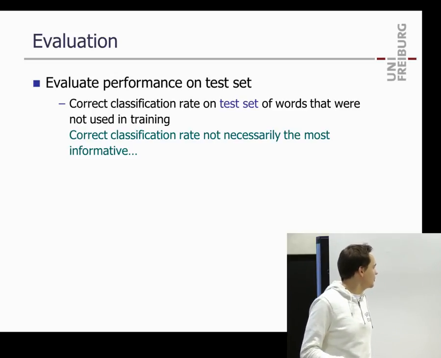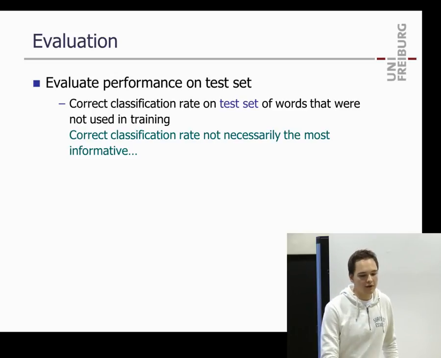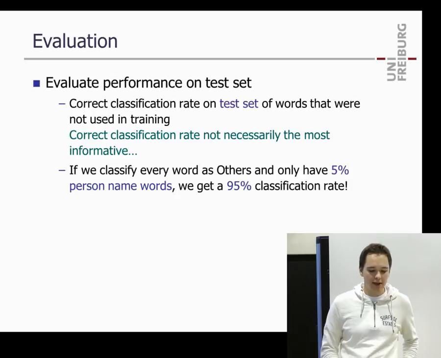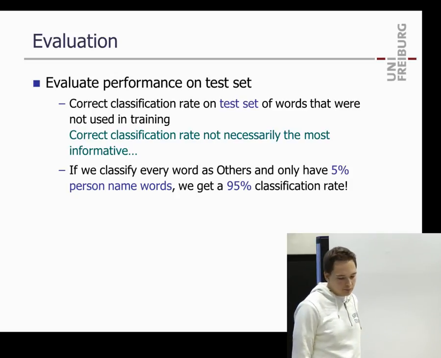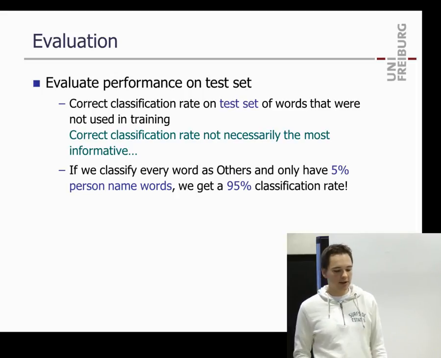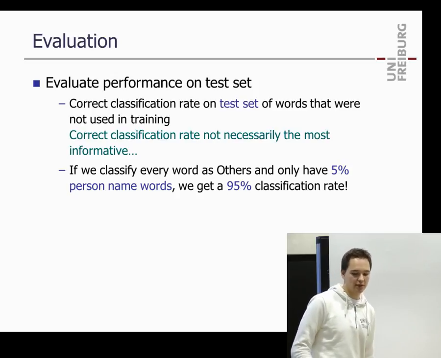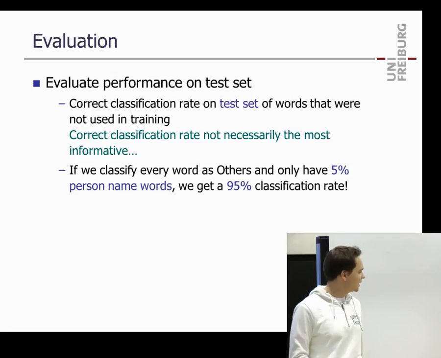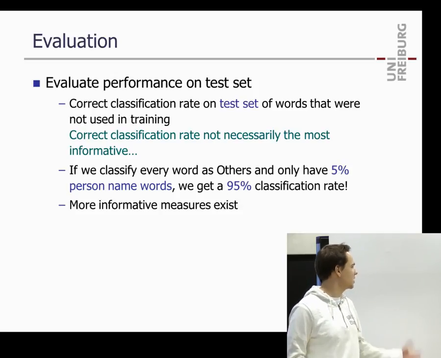And you could look at, for example, how many words did I classify correctly. However, if you just take this correct classification rate, it can be very misleading. For example, let's say our classifier simply always says it's not a person, always. Then if we only have 5% person name words, we get a correct classification rate of 95%. So this rate by itself, it can be very misleading. And there are other more informative measures.